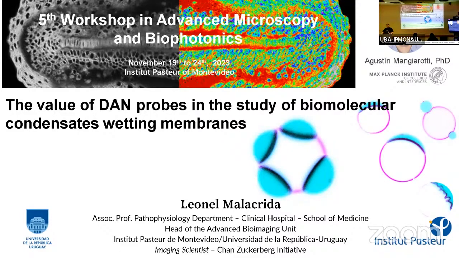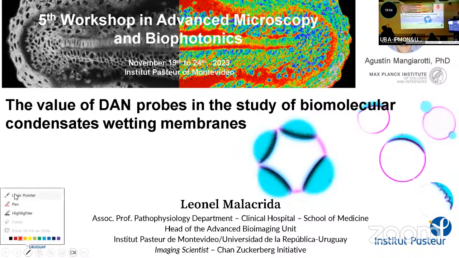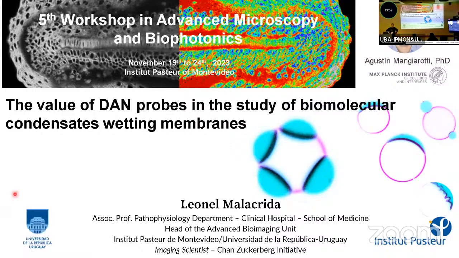They were interested in understanding how we can use some of these tools to study the formation, assembly, and disassembly, and the influence of this biomolecular condensate on membrane. So how the wetting of a biomolecular condensate can affect the membrane and vice versa. And well, spectroscopy and microscopy is a powerful tool for that.